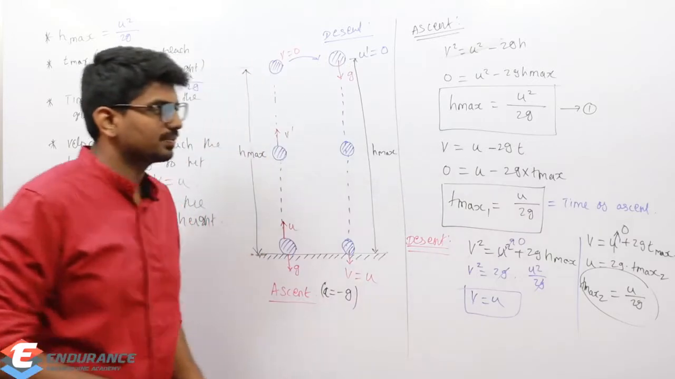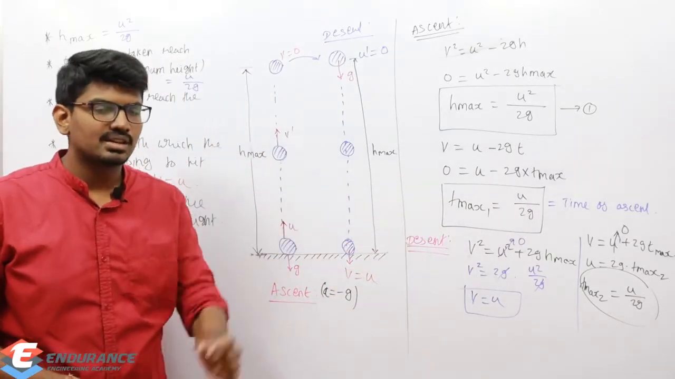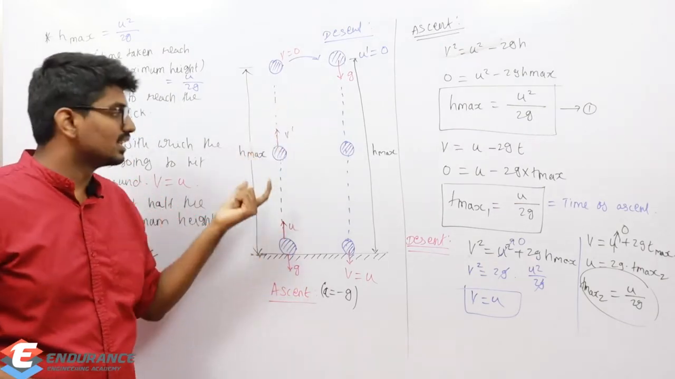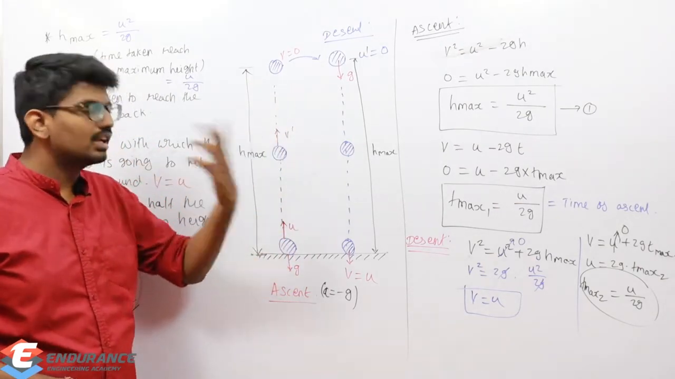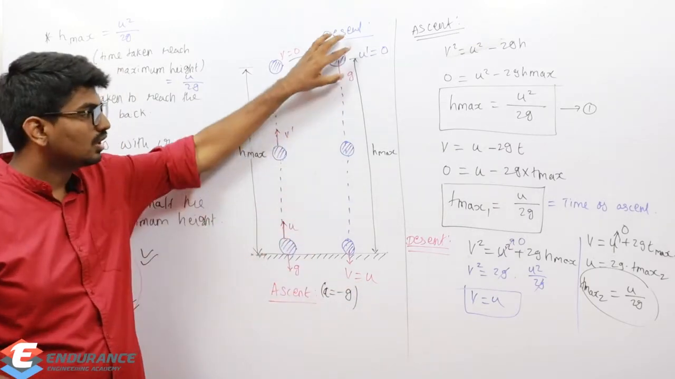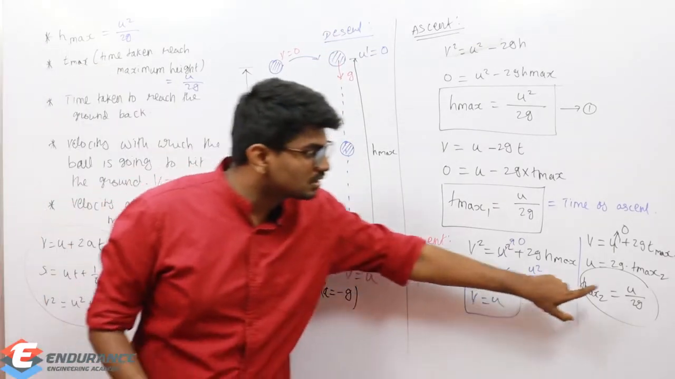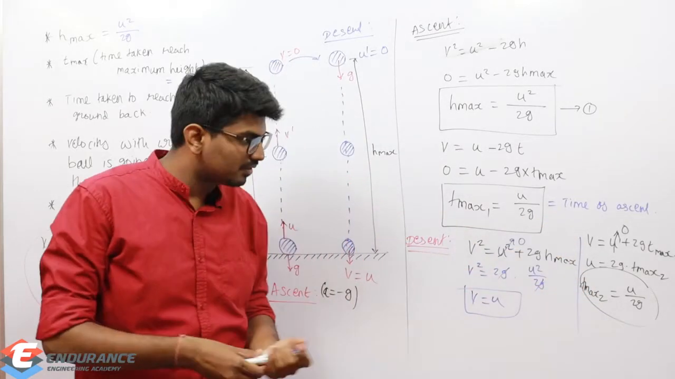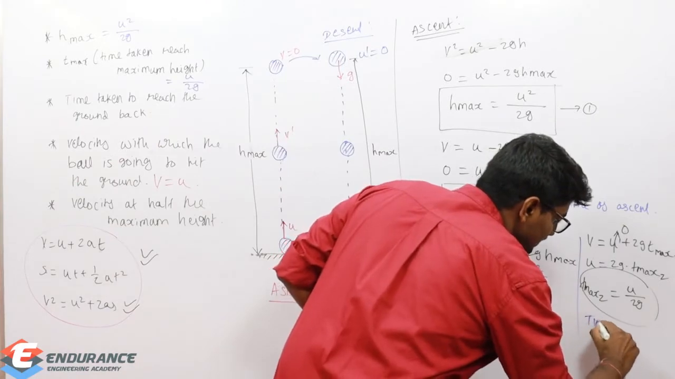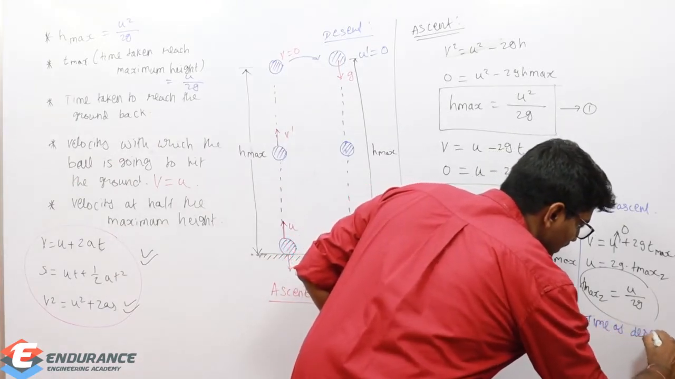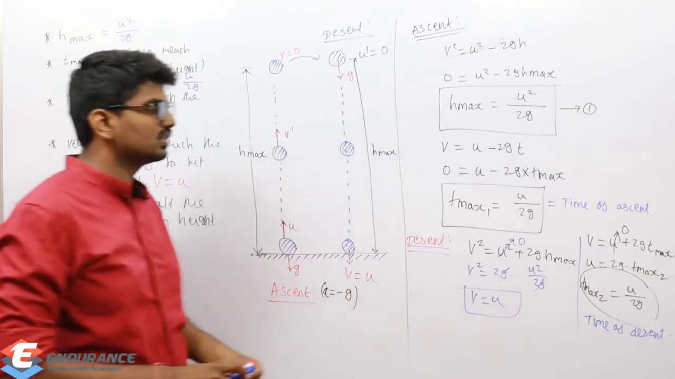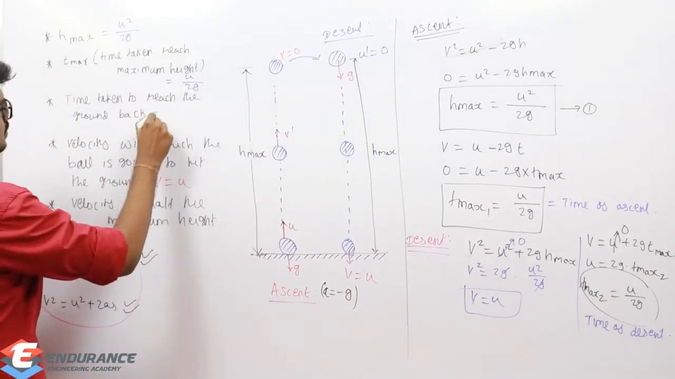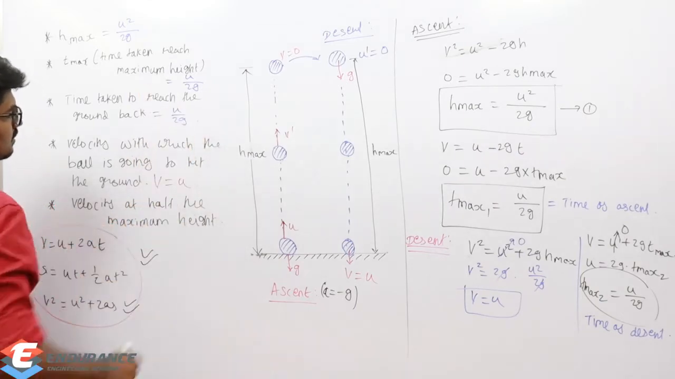Now, what is the point you can note? T max 1 is nothing but the time taken for the ball to reach the maximum height, which is the time of ascent. Now, time taken for the ball to reach the ground back is also U by G only. So both the time of ascent and time of descent are the same, okay? So finally, I will give you the concluding remarks as of now.